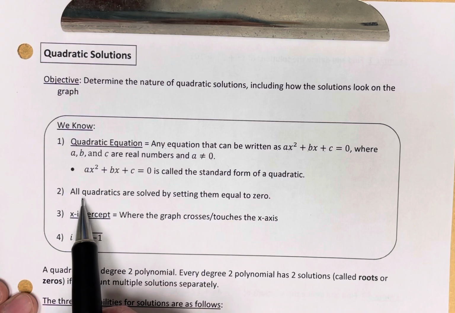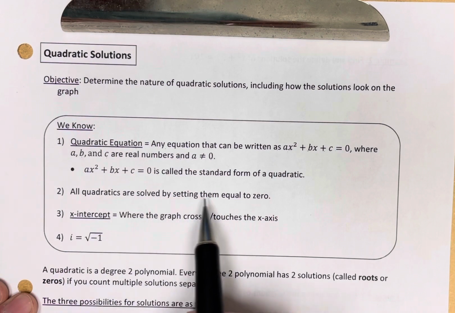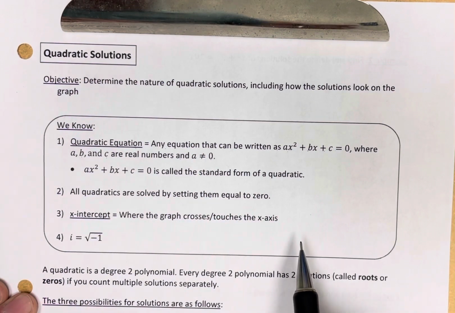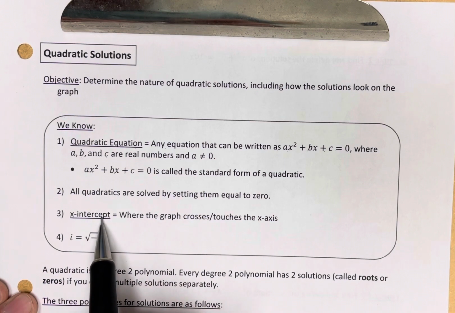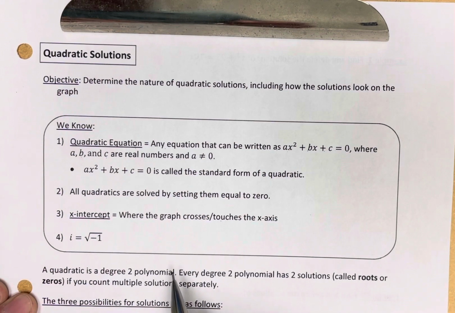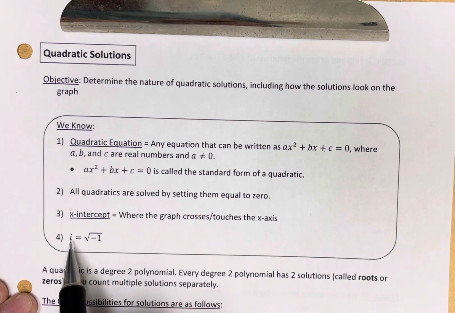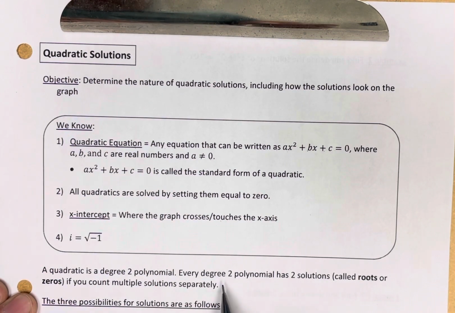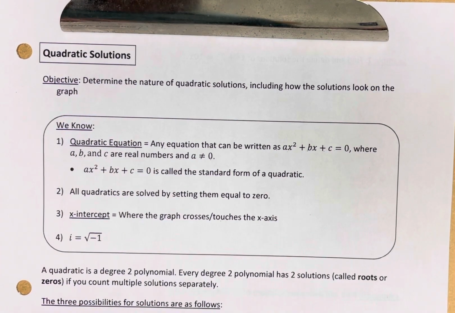We know that all quadratics are solved by setting them equal to 0. We know what an x-intercept is. It is where the graph crosses or touches the x-axis. And we know that the letter i is equal to the square root of -1, which introduces us to the imaginary or the complex number system.